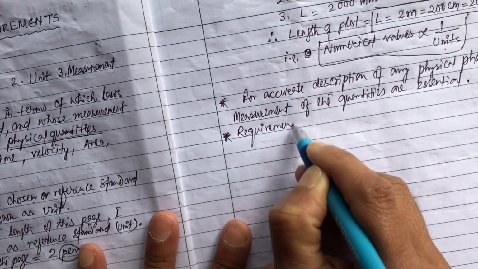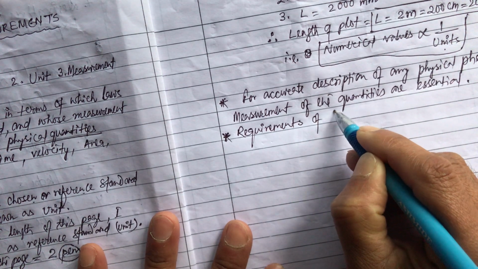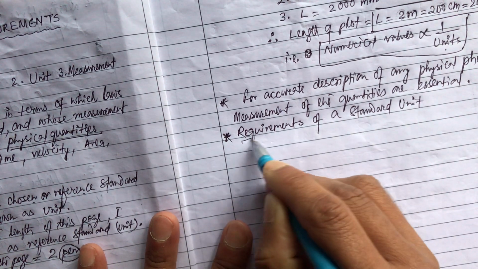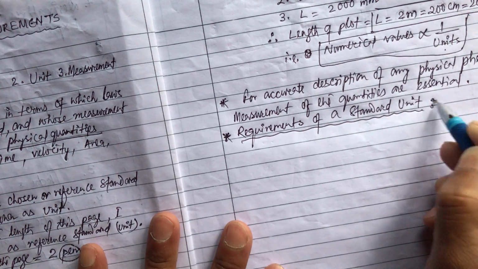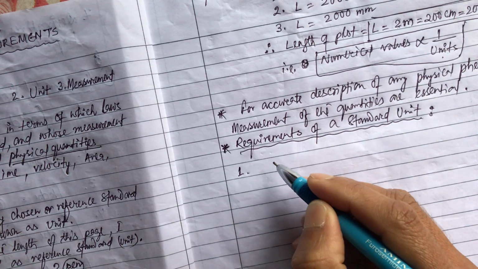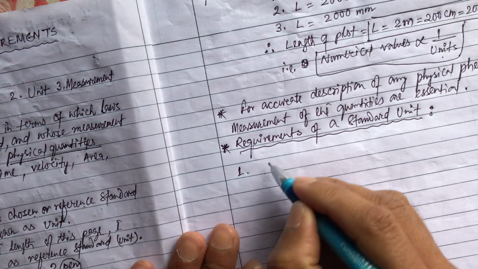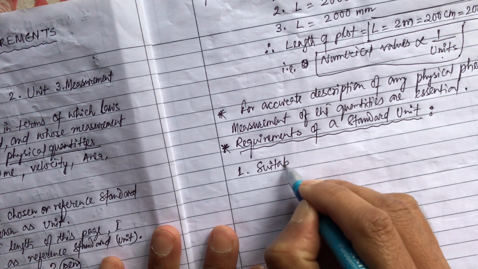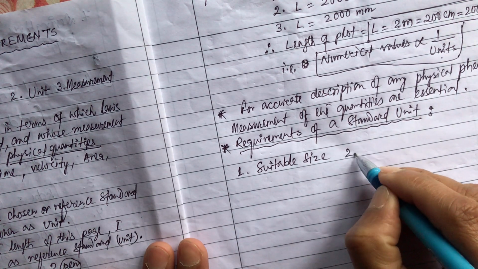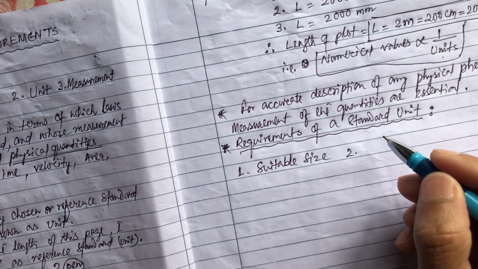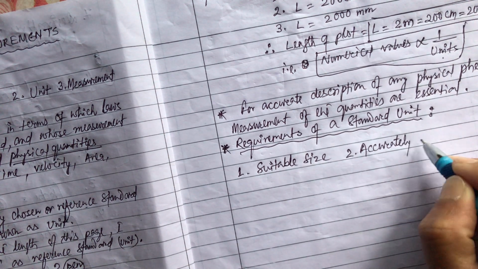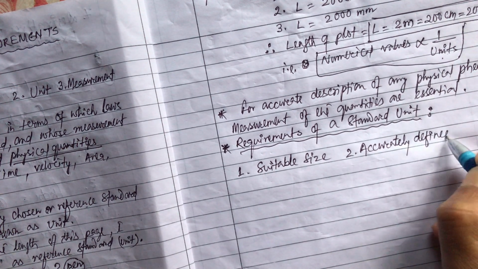Requirement of a standard unit. So what are the qualifications of a standard unit? Let me write point-wise what I said just now. Number one, a suitable size. It must have suitable size, not that big. We will see later on. Number two, it must be accurately defined. So there should not be any confusion about the unit.